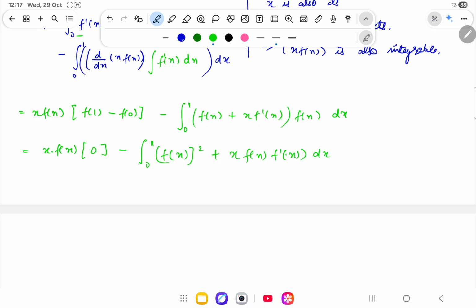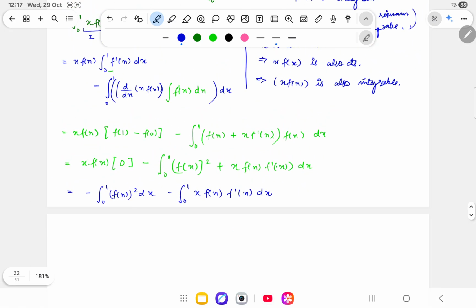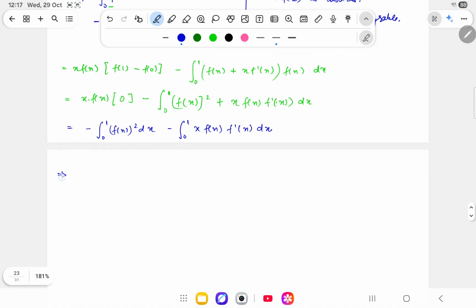Now this whole term will become 0, so it will be equal to minus integration 0 to 1 f x square dx minus integration 0 to 1 x f x f dash x dx. And if you see it clearly, this is the term that we are integrating, so we can just take it on the left hand side. So it will be 2 times integration of 0 to 1 x f x f dash x dx equals minus integration from 0 to 1 f x square dx.